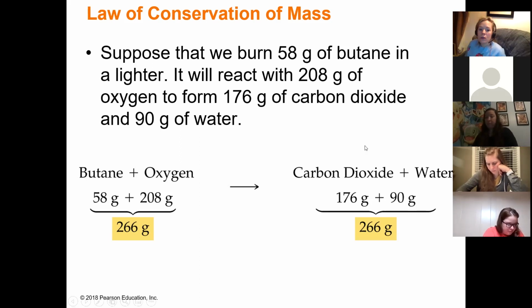Now, the two amounts for my butane and oxygen come to 266 grams when I add those together. Well, my carbon dioxide and water better also equal 266 grams. That is right there the law of conservation of mass. Whatever you start with has to equal whatever you end with. You're not getting rid of atoms, you're just rearranging them. We're just rearranging them with new partners in a chemical reaction.